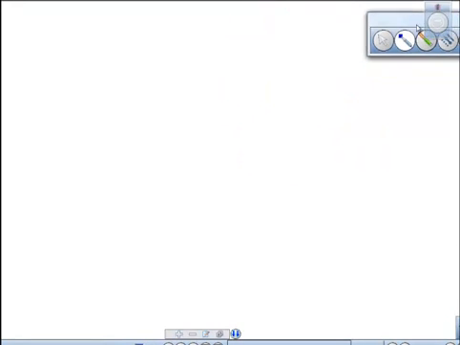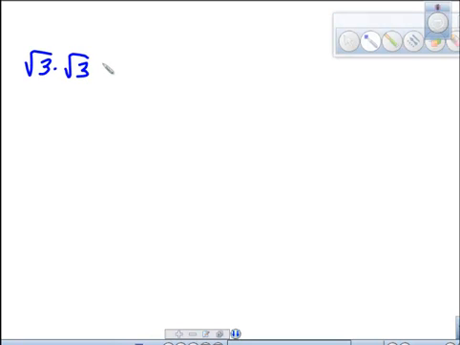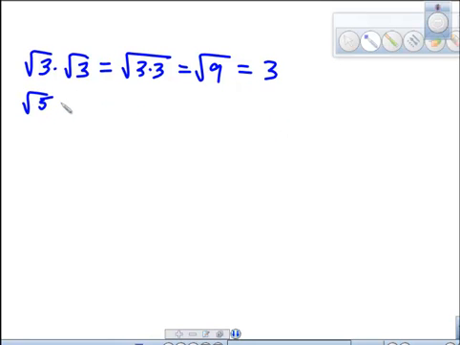So let's see if you guys can pick up on this pattern. If I had the square root of 3 times the square root of 3, well, that would be the square root of 3 times 3, which is the square root of 9, which is 3. You follow me? So then if I had the square root of 5 times the square root of 5, going through this whole thing, I would just get 5.